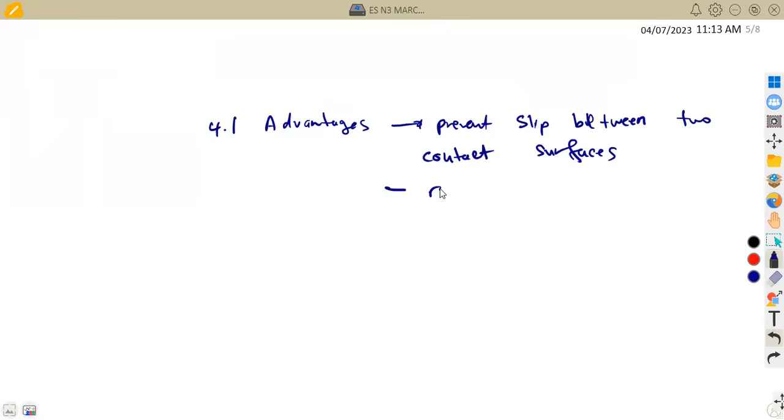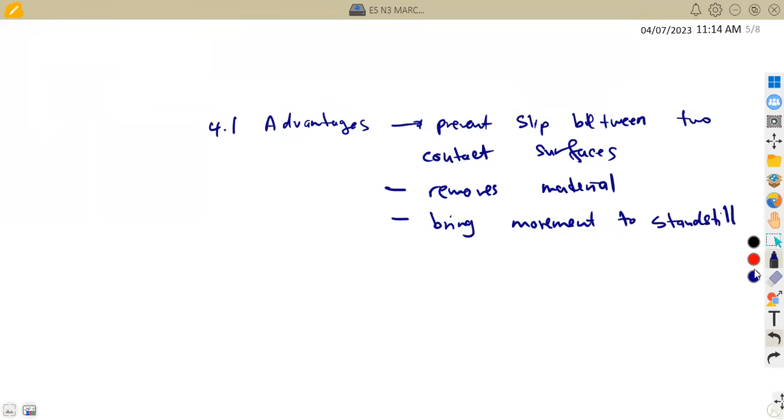Also, it removes material. That's another part. Also, it can bring movement to a standstill, that is to a halt or stationary, where there is no movement. There are so many, guys, so I want you to list others and so on.